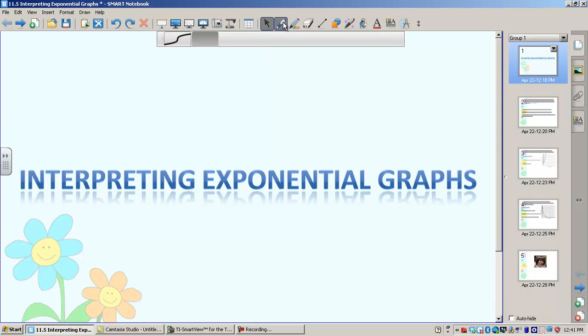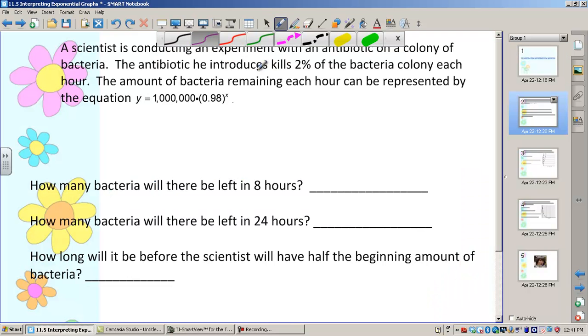We'll see. We're going to go really quickly and talk about interpreting exponential graphs. So let's go to the first example.